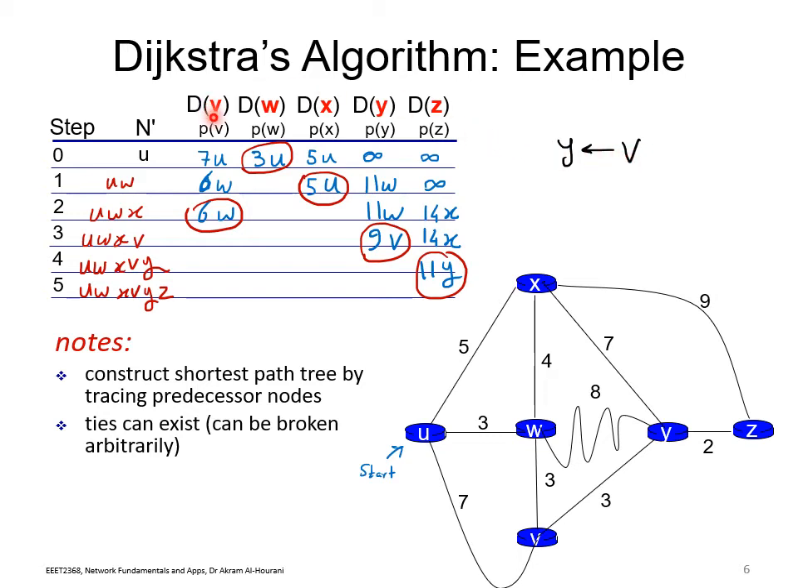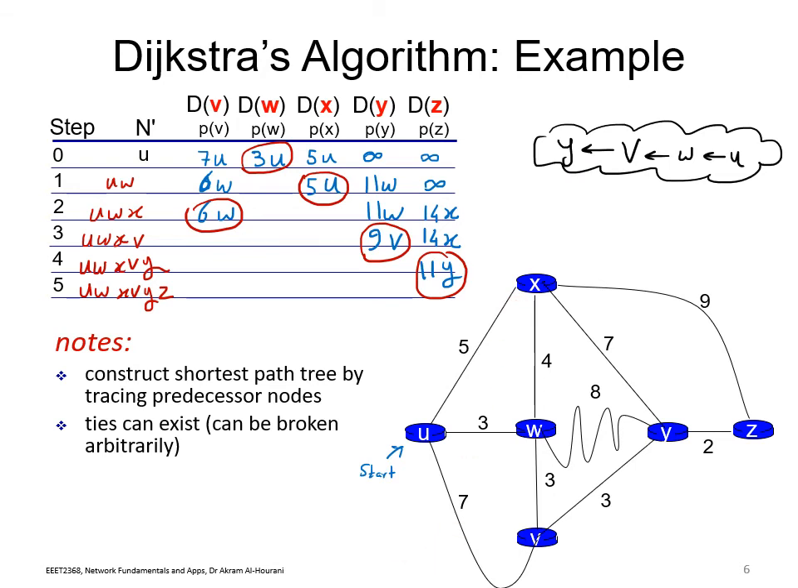Well, in order to reach v, I need to go through w. So you just put w here. All right, how do I reach w? Reaching w, you just go directly from u to w. So from the table, you can now put the optimum path. You can actually draw this if you want.